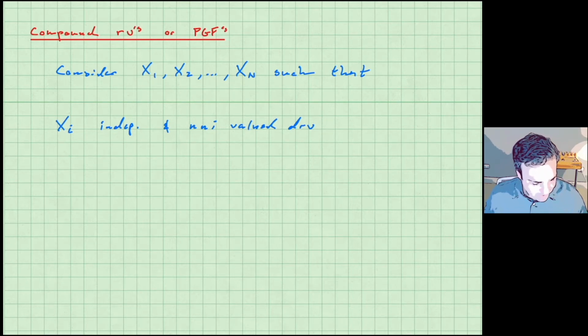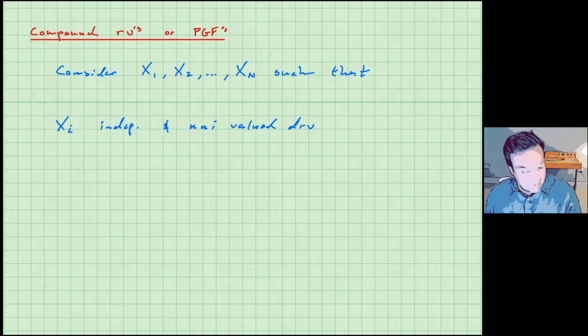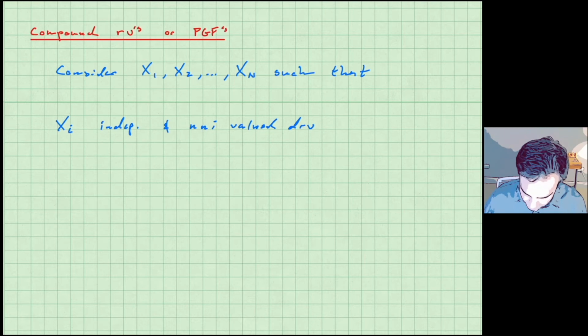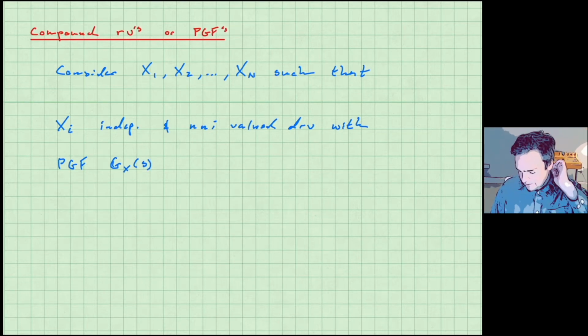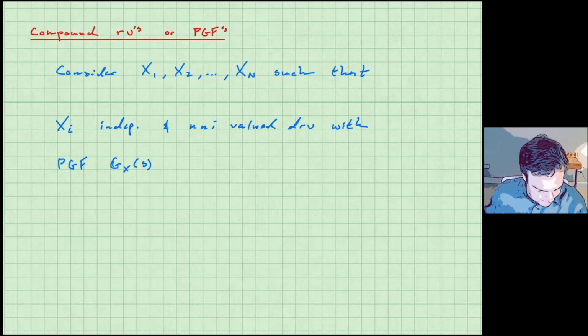So these xi's are non-negative integer valued discrete random variables, and they're all independent and identically distributed, or in other words, they have the same probability generating function by the uniqueness theorem. So we'll say with the same PGF, and we'll call that G sub X of s. There's no index on that s, to remind us that it goes for all of these xi's.